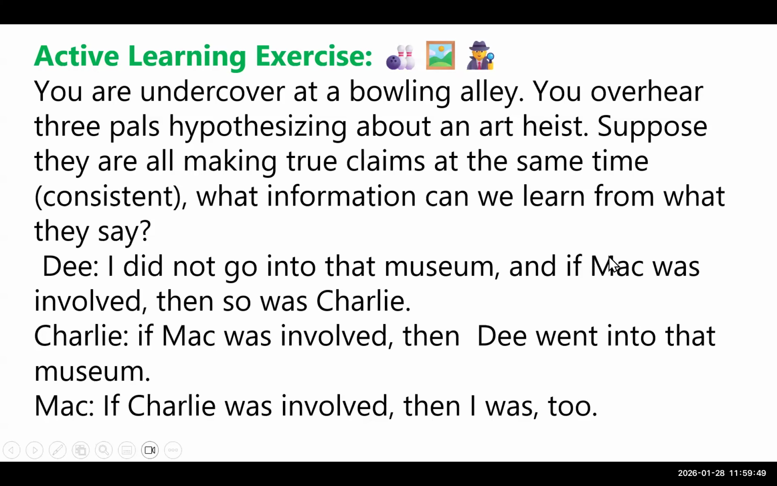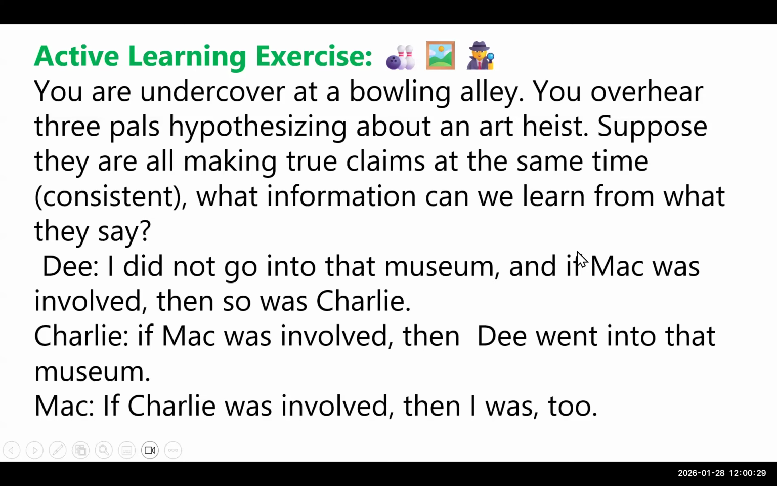Okay, so D starts, she says, I did not go into the museum, and if Mac was involved, so was Charlie. Charlie says, look, if Mac was involved, then D went into that museum. And Mac says, if Charlie was involved, then I was too. So before you go on to the next part, make sure you put these into your symbolic form. Write them horizontally across, and now you have 3 separate propositions. So make sure that you have 8 rows underneath for your matrix.